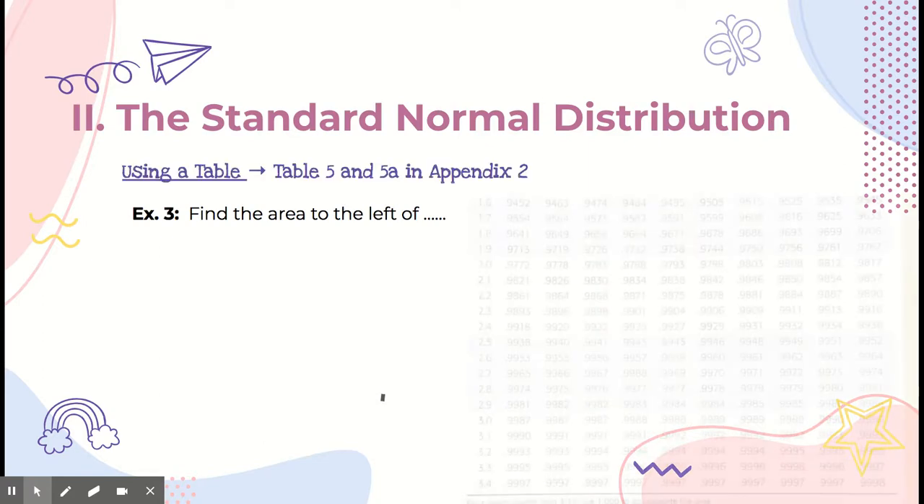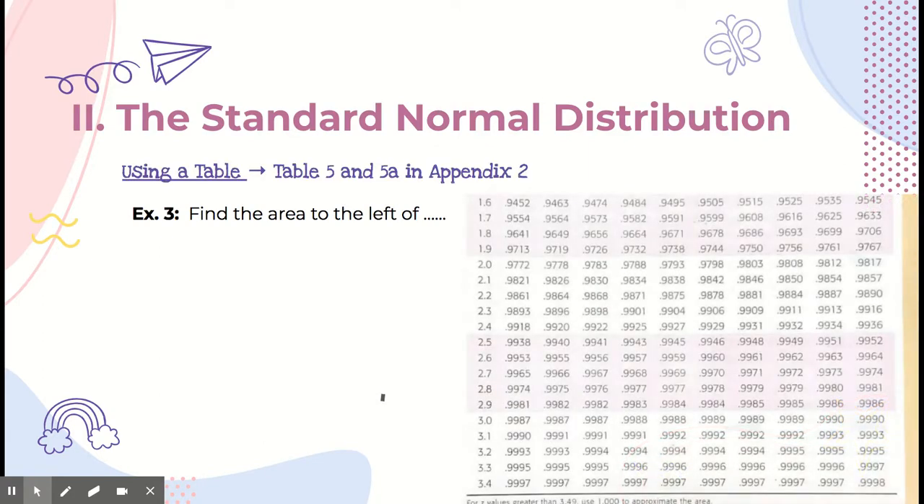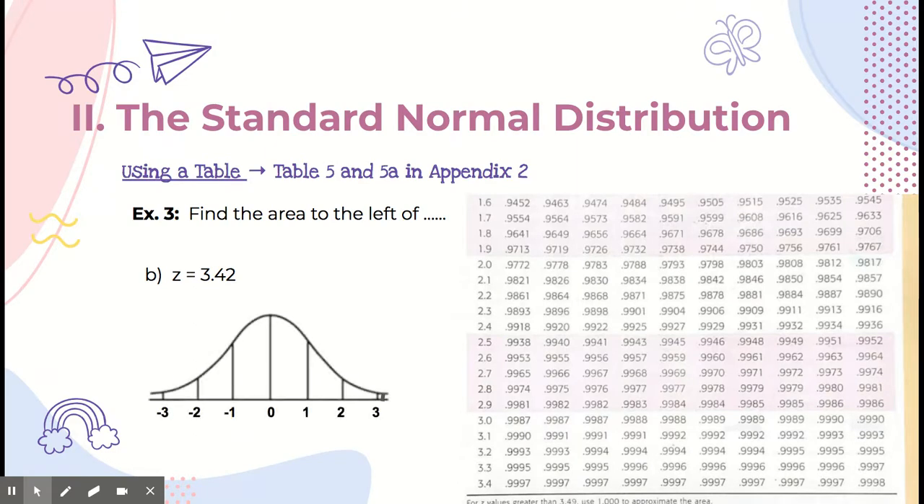Let's do that again. This time, let's use a positive number. So this would be in table 5a on the right-hand side of your book, in the back at Appendix 2. Let's say that z is equal to 3.42, which is going to be right about here, right on the edge. Okay, so if we want the area to the left of that, that's almost 100%.